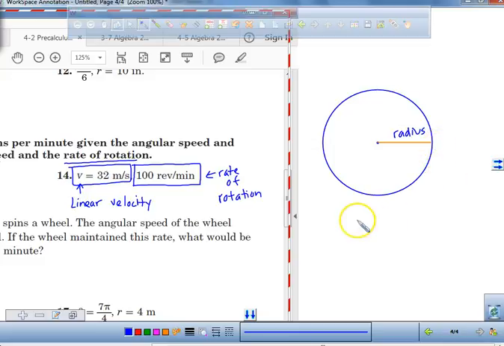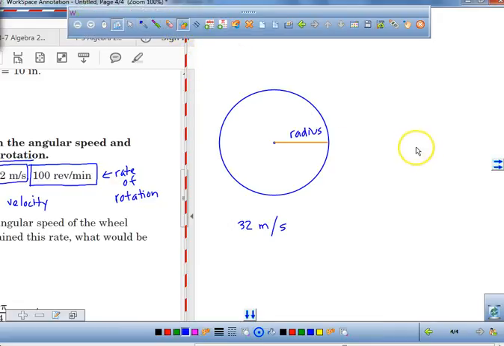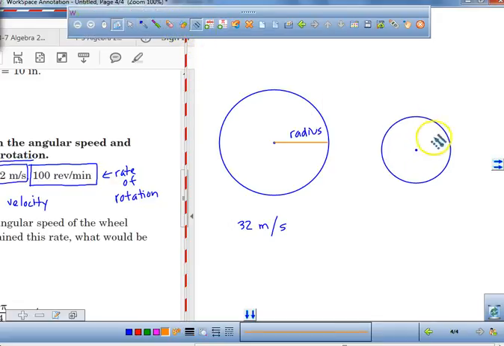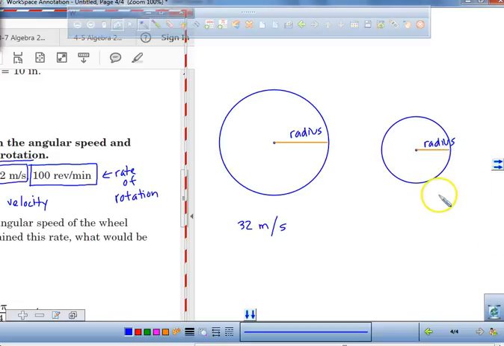And this wheel is traveling at a speed of 32 meters every single second. So honestly, what we have to figure out is, would you agree that if these wheels right here had the same angular velocity, they're not going to travel at the same linear velocity. So we're going to give you some examples real quick.